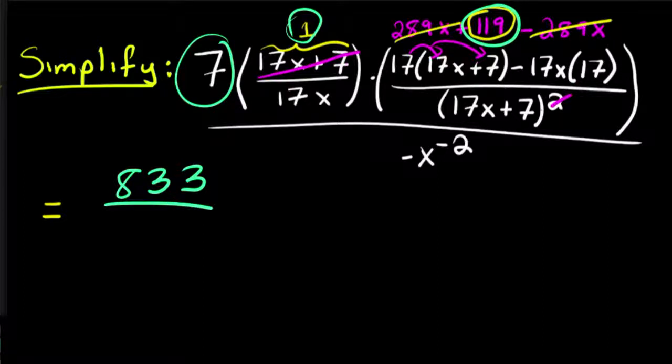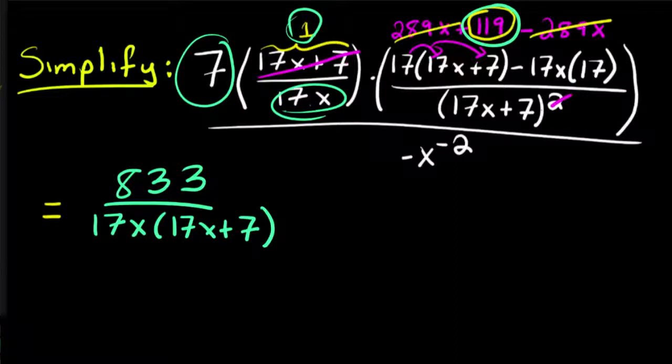And then on the bottom, I'm going to have 17x times, so that's this guy, times 17x plus 7. And this is all over negative x to the negative 2. Might as well just write that as negative 1 over x squared. So just moving this guy, turning this into its reciprocal to get rid of the negative exponent. Okay.